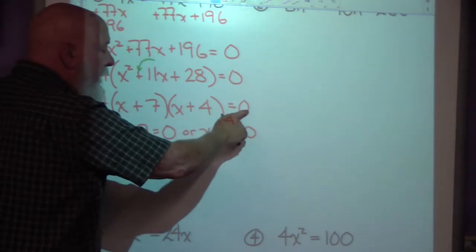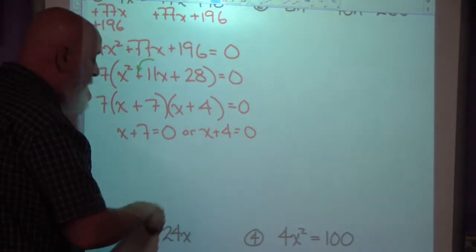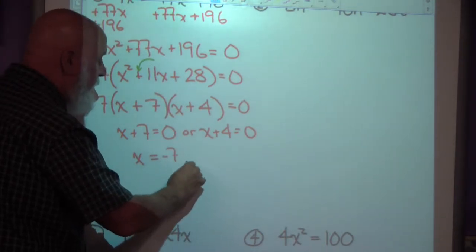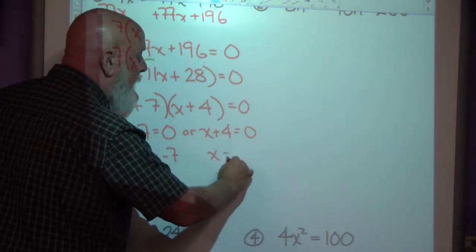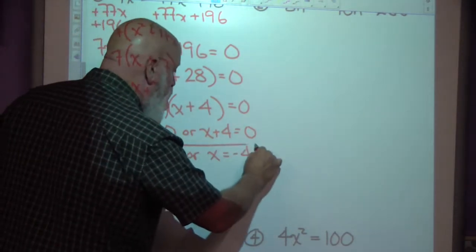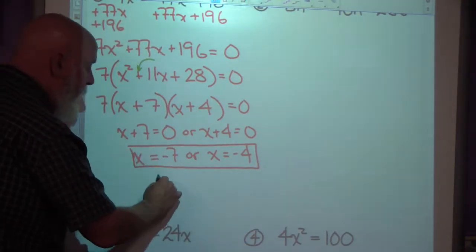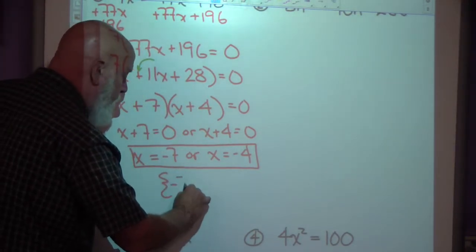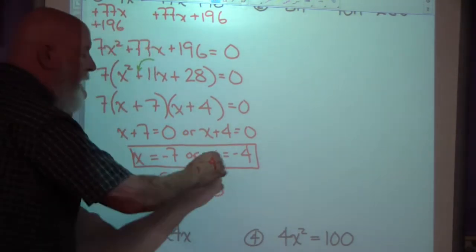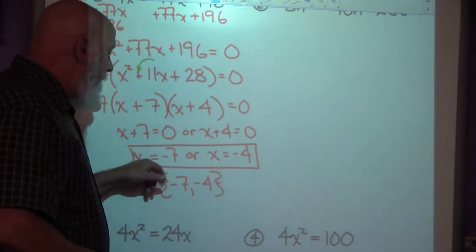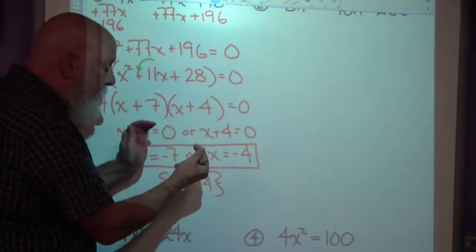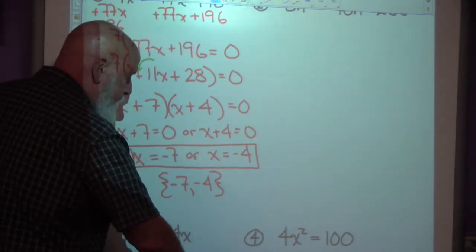If I'm multiplying these two things together and getting 0, one of these has to be 0. Here, subtract 7 from both sides, x would equal negative 7. Subtracting 4 from both sides would yield x is equal to negative 4. This would be our solution. And oftentimes, they are written in set notation. And the order in which the solutions are written doesn't matter. You can put the negative 4 first and the negative 7 second, it doesn't matter. This is not an ordered pair. It's just a set of members.